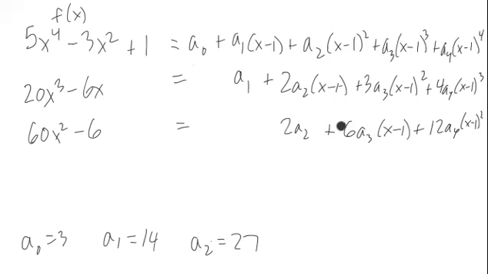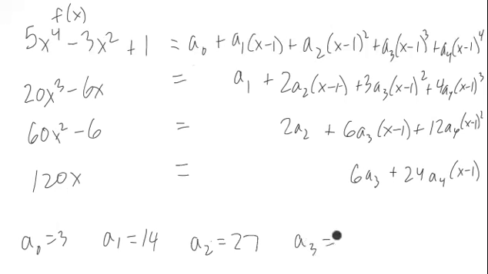We'll take a derivative of this side. This part would be 0. Over here, you would have 120x, and that's going to be equal to, that goes away, so then you just have 6a3, and now you have plus 24a4(x minus 1). Plug in a 1, that part goes away. So 6a3 is equal to that. You divide 120 by 6, and you get 20. So you know a3 is equal to 20.